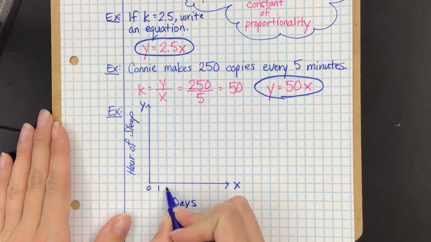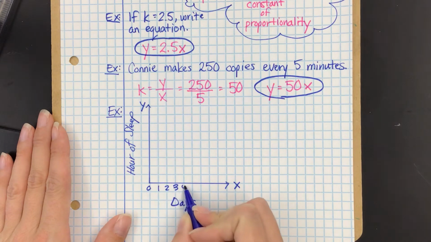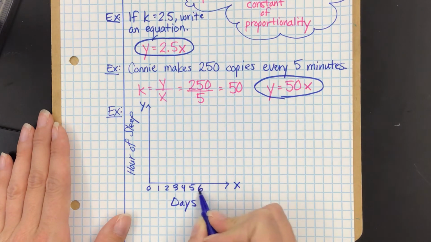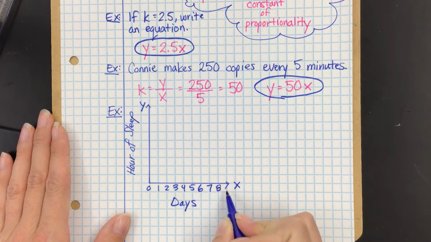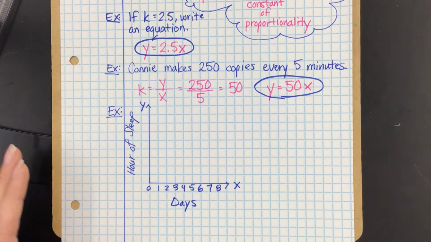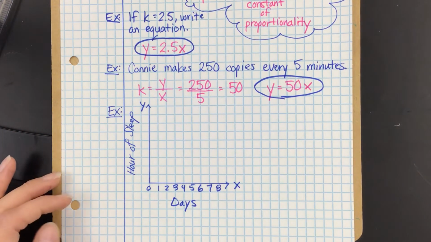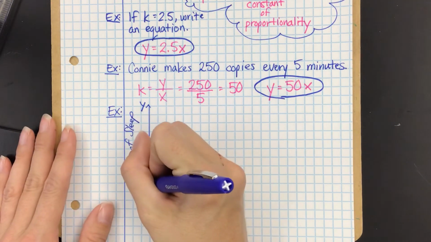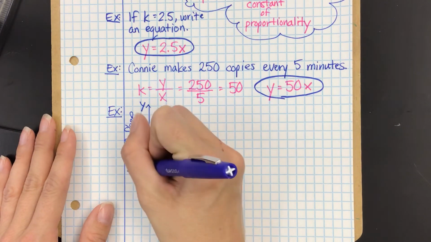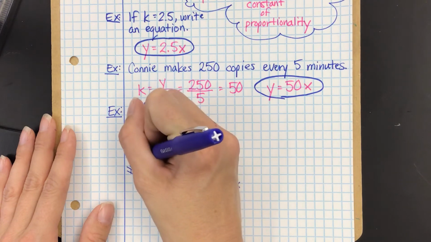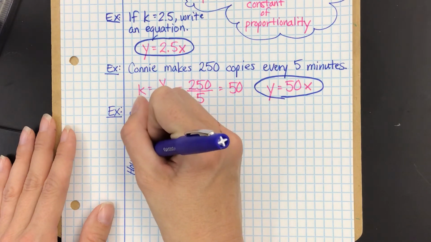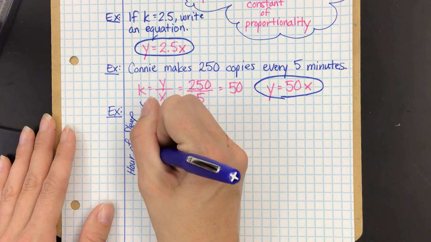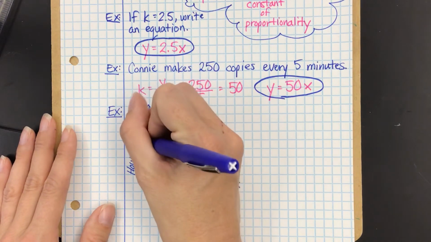So this is 0, 1, 2, 3. We're just going to use a scale of 1 across the bottom. And then our scale on the left side, our y-axis, is going to go by nines. How many days did you put? I put 8, but it doesn't really matter. As long as you have a couple on there, you're fine.